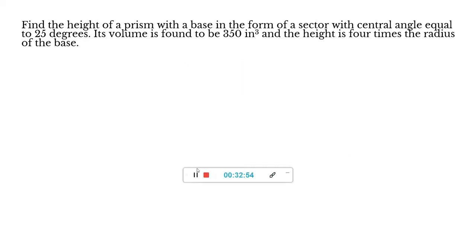Sige, next na. Second to the last problem na niya. Find the height of a prism with a base in the form of a sector with a central angle equal to 25 degrees. Its volume is found to be 350 inch cube and the height is 4 times the radius of the base. So, ano na niya, class?